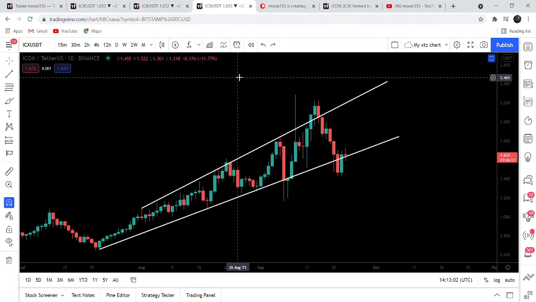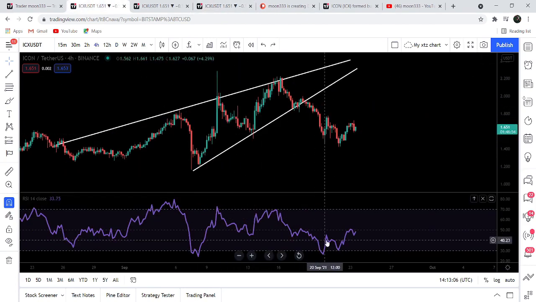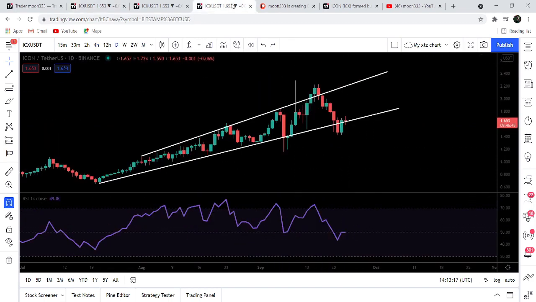but if we take a look at the RSI again on the daily time frame, previously we have seen here we had a bullish divergence on the 4-hourly time frame because the price line was forming lower highs, but the RSI is forming higher highs. And if we take a look at the daily time frame, then here the price line is forming higher lows and the RSI is forming lower lows. That is the hidden bullish divergence.